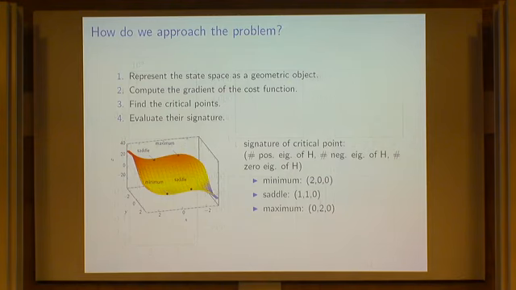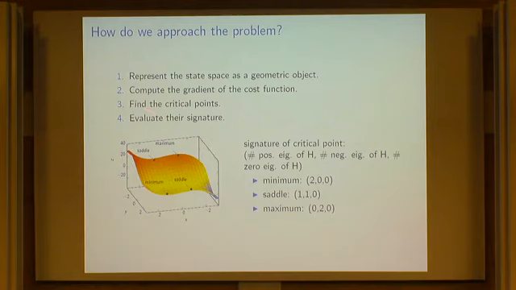Okay, so here, let me come back to this slide. How are we going to approach the problem? First, we're going to try to write the optimization problem formally. And for that, what's going to be important is defining what the space of sensors is. And then we're going to do something which is actually pretty straightforward. We're going to compute the gradient of the cost function and analyze this gradient. So we're going to find the critical points, evaluate their signature.